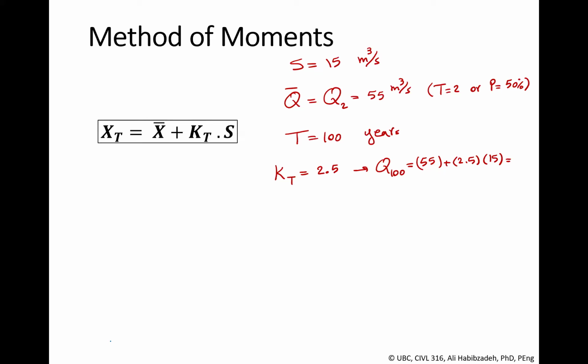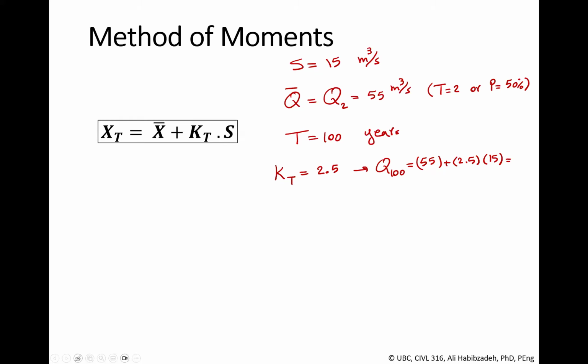So bottom line, we need two things. We need actually three things. We need available data to get S and Q bar. Then we need to pick a return period, T, and then we need to pick a type of distribution. What is the distribution that we're looking at so that we can get KT, right?